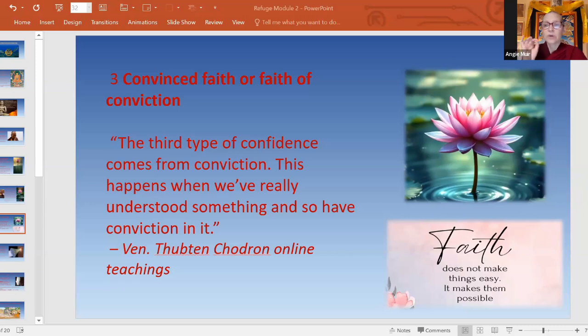For example, we start to get more insight into how karma works. We start to get a deeper insight and experience into impermanence. And with those experiences, there's a sort of stability and unshakable faith in that teaching, in the Buddha's teaching.